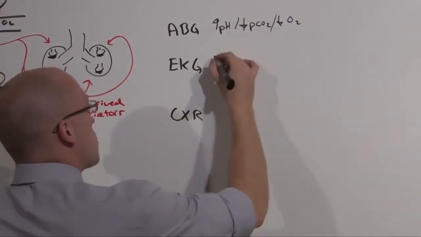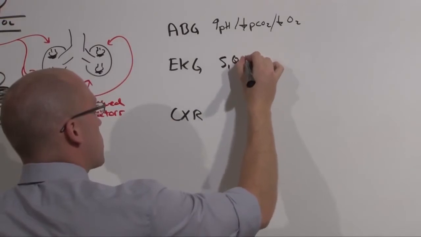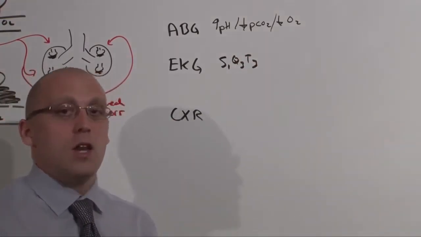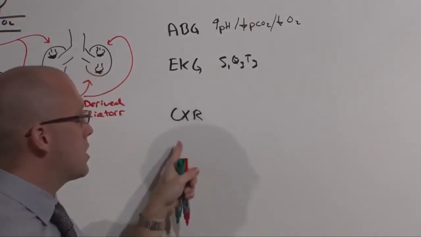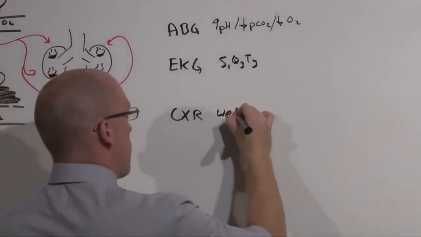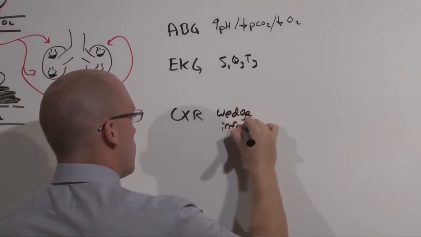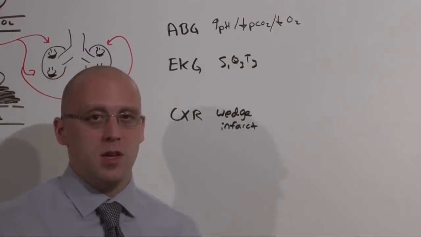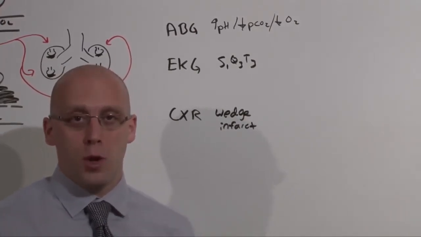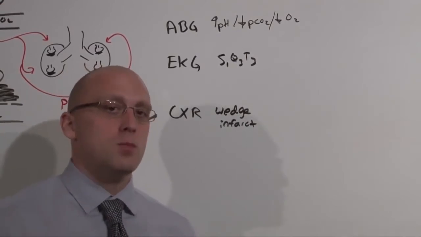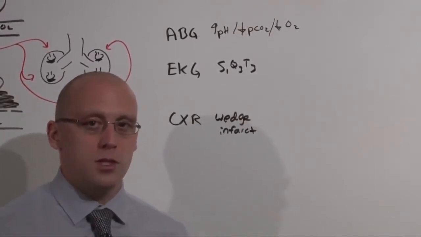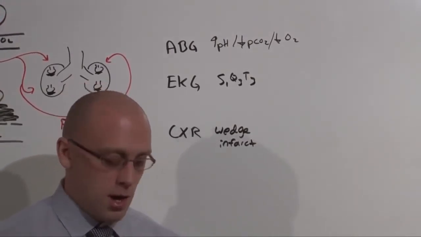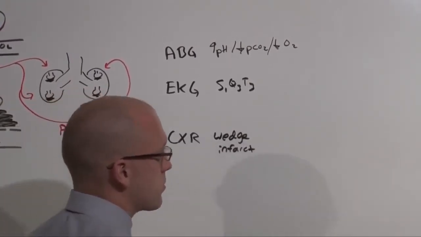An EKG may show you an S1Q3T3, indicative of right heart strain. Often you don't see it. And if the pulmonary embolism is quite large, the chest x-ray will reveal a wedge infarct. Chances are you won't see these things even though there will be a large pulmonary embolism. And because the pulmonary embolism is so difficult to diagnose clinically, there is the scoring system called the Wells criteria that helps us make decisions.